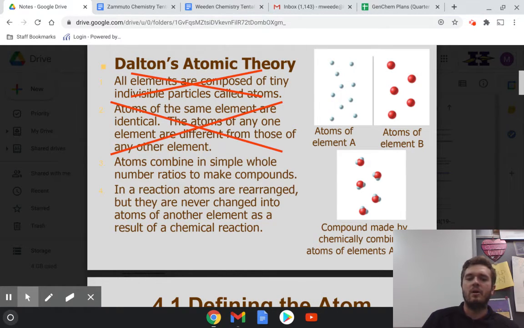All right. So what we see is that these atoms are essentially just rearranged. They're never changed into atoms of another element as a result of a chemical reaction. So they stay the same. They're not going to change their whole identity by creating these compounds. Again, think of it like Lego blocks, right? The individual Lego blocks are going to come together and create some type of compound or some type of structure.